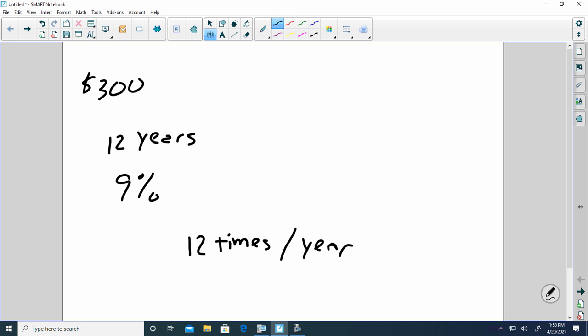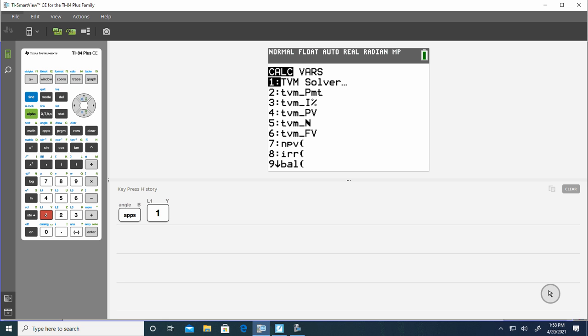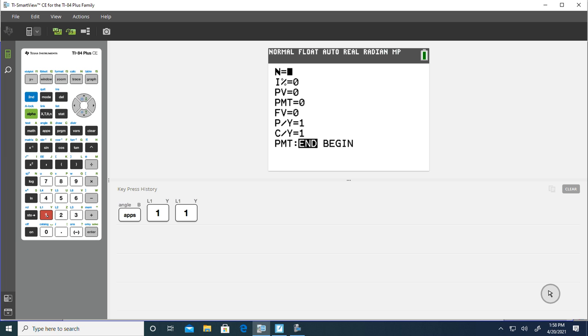Okay? So let's go into our calculator, see if we can make this work. All right, so pull this up. It was under Apps, Finance, TVM Solver. All right, so if it's compounded monthly and we're doing it for 12 years, 12 times 12 is what? Okay, so my N is going to be 144. Make sense so far? Interest, they said what? 9%? We don't have to put 0.09, just put the 9%. It takes it as is.